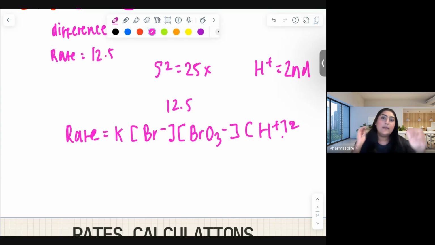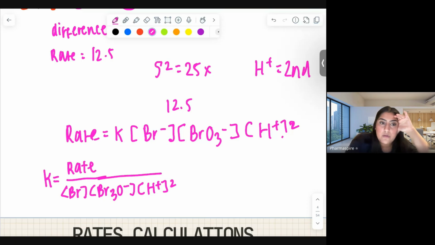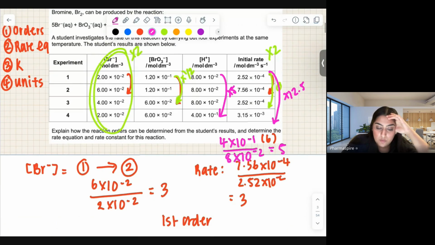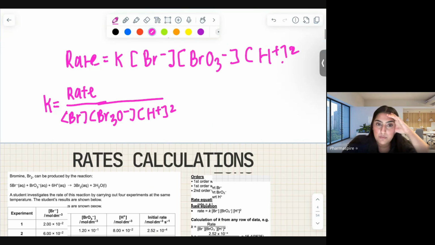So then we want to work out the K constant. To work out the K constant, the rearranged form is this: K equals your rate divided by everything else on the bottom, okay? Br minus, BrO3 minus. If you're fast, if you're ready, put in the answer what you think your K constant is. So I'm going to pick the first experiment. I'm just being weird, I just want to use the first experiment. So I'm going to input the values there.